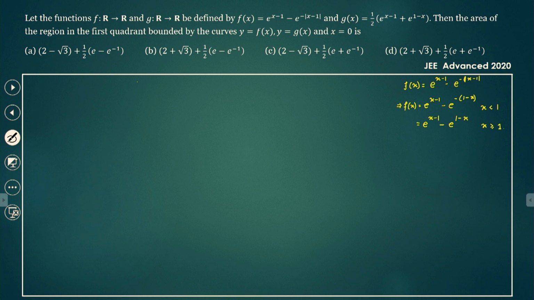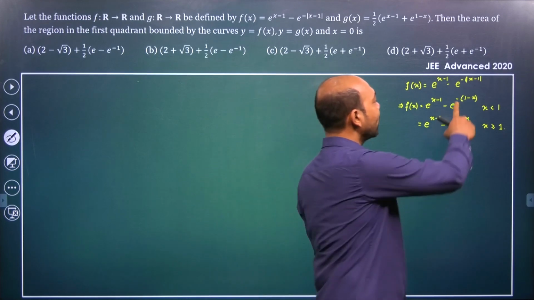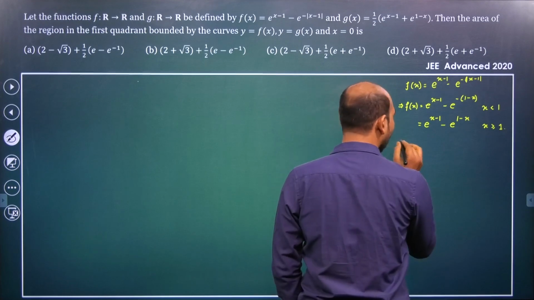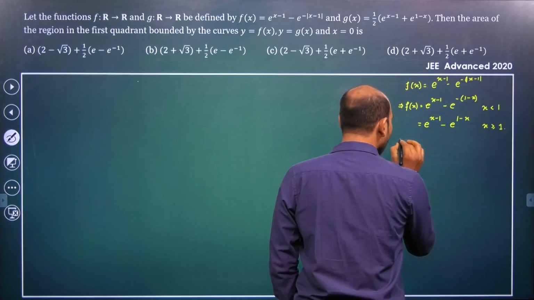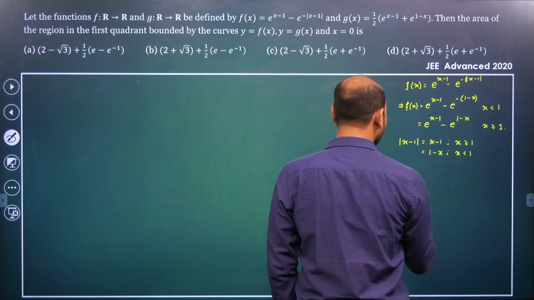What's the definition we use here? We use the definition that mod of x minus 1 is equal to x minus 1 when x is greater than or equal to 1, and is equal to 1 minus x when x is less than 1. If I use this definition, we can easily write down what the function f(x) is.